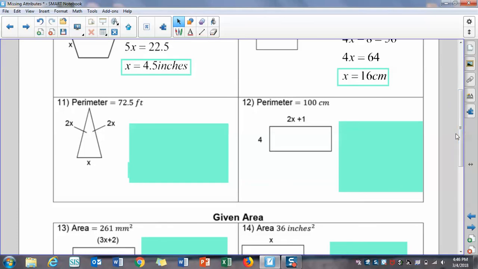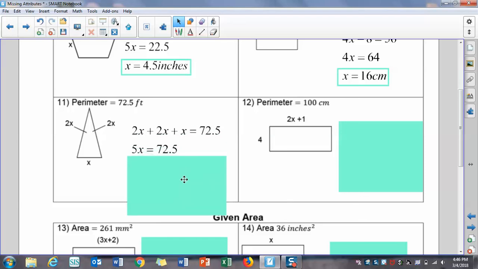Now, the next two are not regular polygons. These are just shapes, and then we know the information needed. So here we have 2x, 2x, and x. So that means I have 2x plus x, so that should give us that expression, and set that equal to 72.5 feet. Combining our like terms of 2x plus 1x, that would be 5x. Set that equal to 72.5. Now again, we want to divide both sides by 5 to get an answer of 14.5 feet.